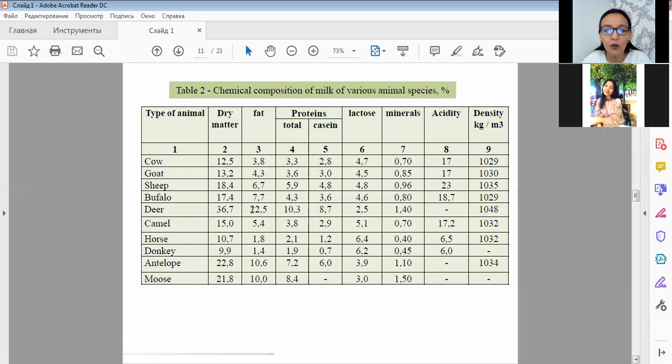And there is a high content of fat in deer milk, yes, about 22.5%. And there is a high content of protein in the milk of the deer too, about 10.3%.